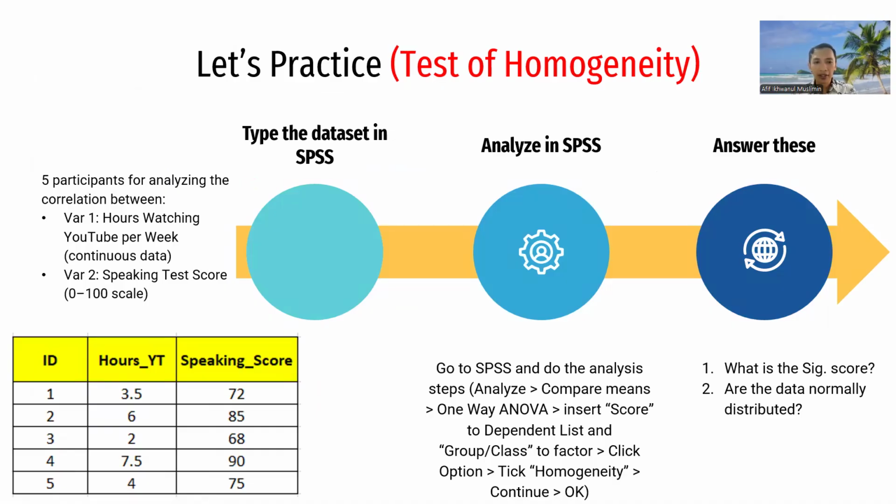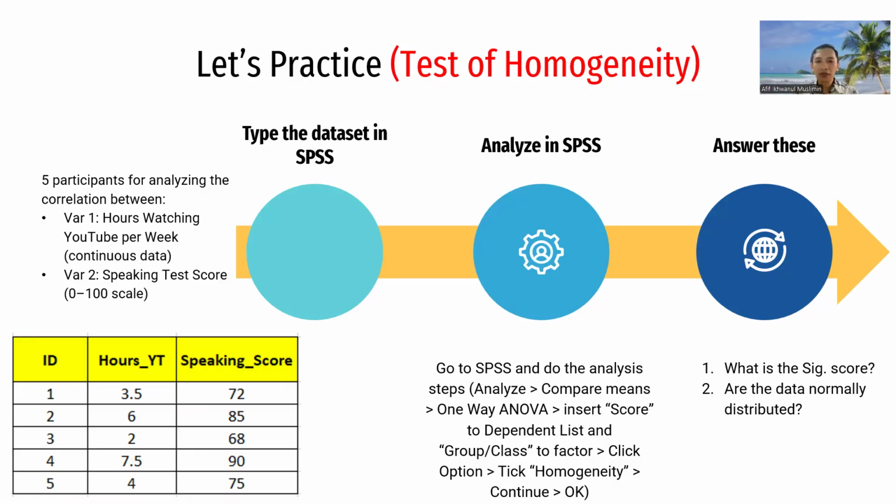So let's have a real practice. Again, we apply the previous data that you have typed to test the normality. Now let's apply the data for the homogeneity test. You can go to SPSS and do these steps that I will share with you. First, click Analyze, then click Compare Means. After that, you will find One-Way ANOVA, then insert the score into the dependent list, and group or class into the factor part. Then after that, click Options. Don't forget to tick Homogeneity. Then click Continue, then OK.